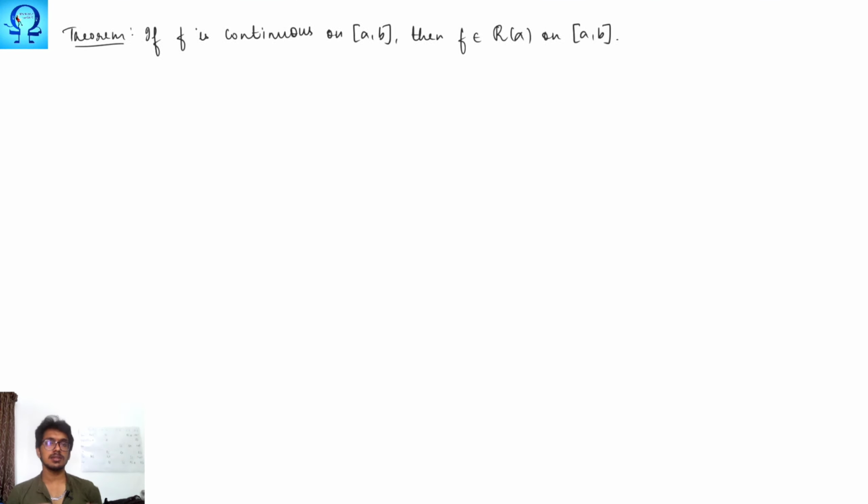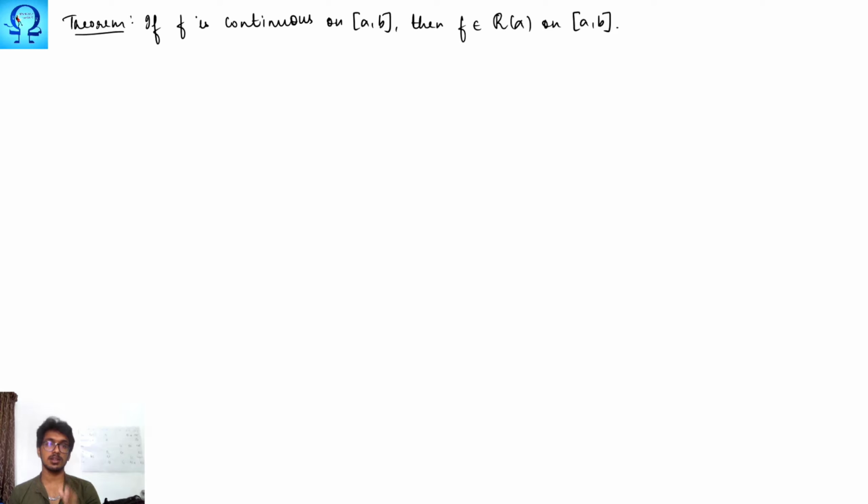Welcome back. The next theorem that we are going to see is: if a function is continuous on the closed interval [a, b], then the function is RS integrable for some suitably monotonic function. This alpha is a monotonically increasing function. You just have that in your mind.